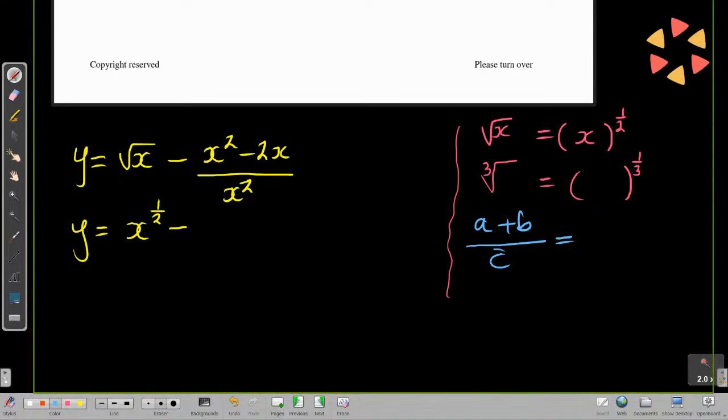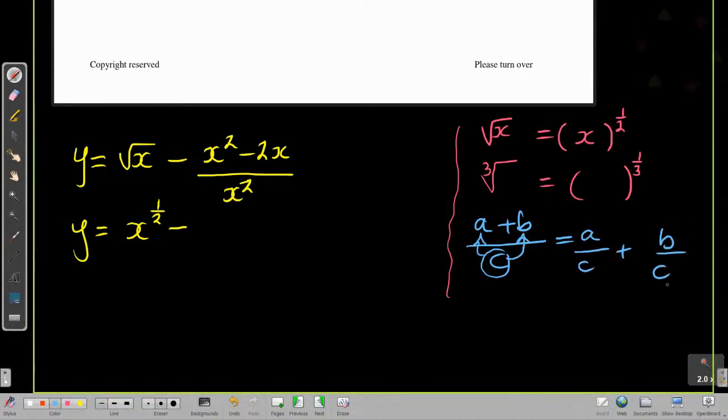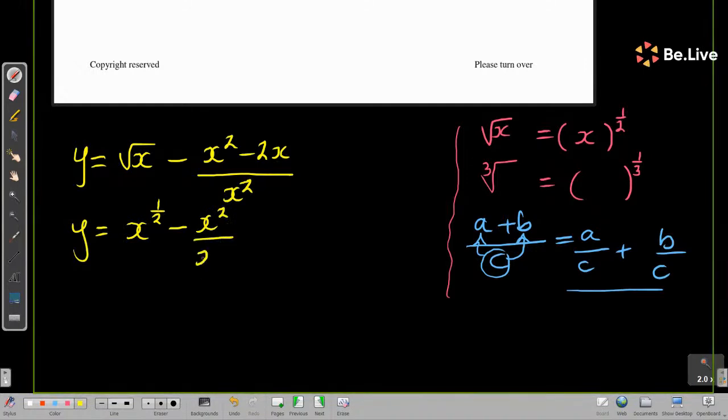Now if I've got a fraction like that, the c is affecting the a and the c is affecting the b, so it will be a over c plus b over c. You see that? That's what it means when I'm having the fraction. So even here, the x squared is a denominator to that. So when I'm simplifying it like what I did, I will be having x squared over x squared. Now be careful.